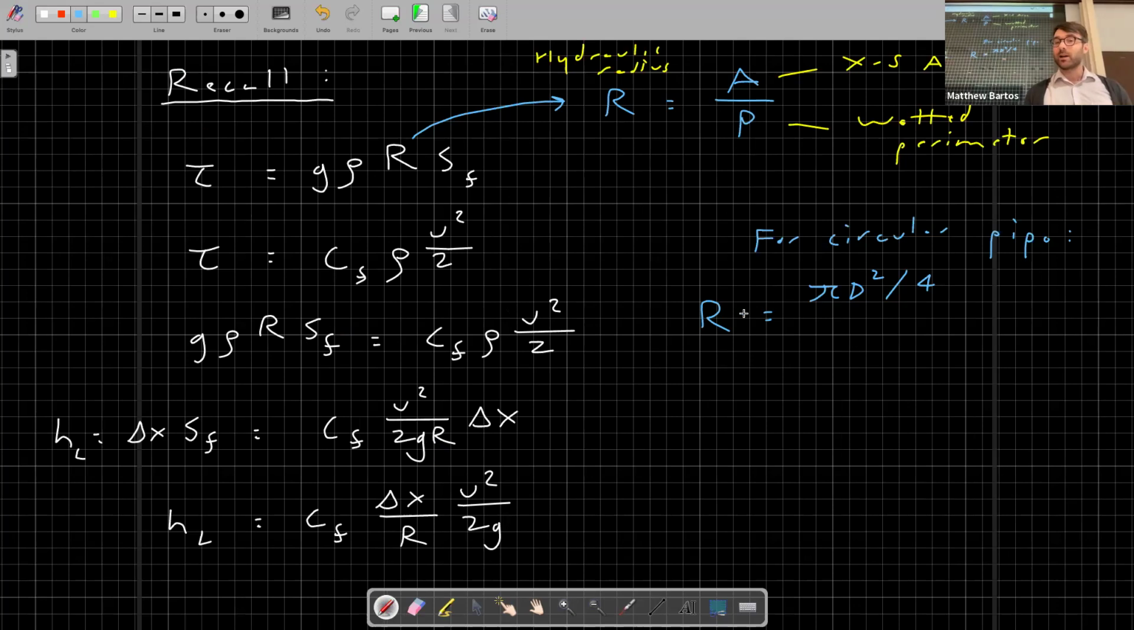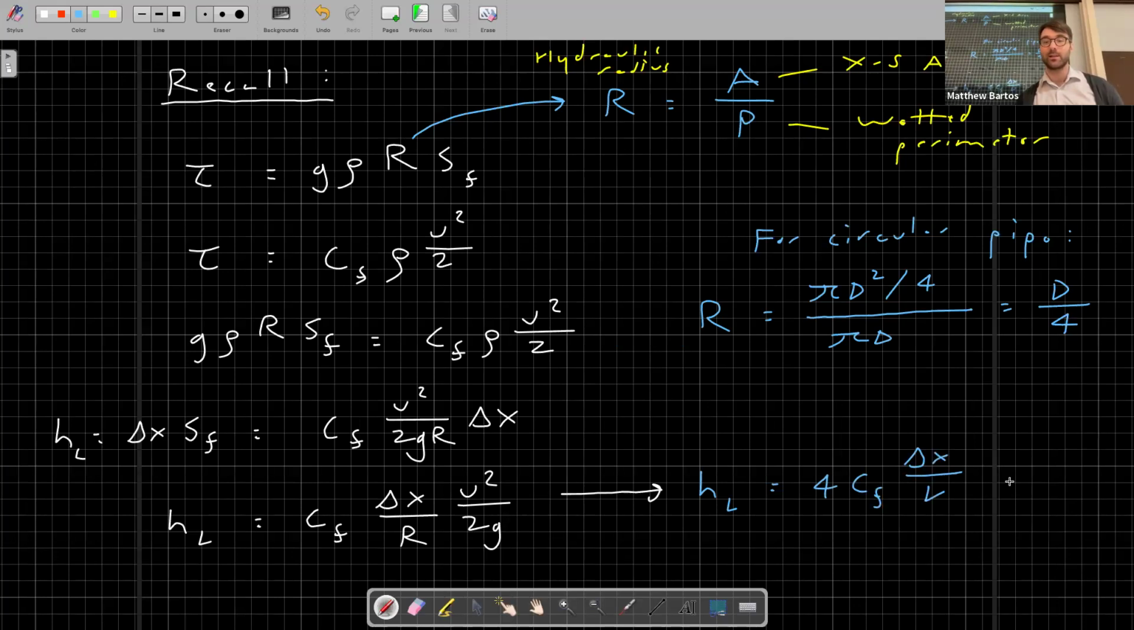Okay, so for circular pipe, we have that the hydraulic radius is the cross-sectional area divided by the wetted perimeter. So the cross-sectional area is pi times d squared divided by 4. The wetted perimeter will be equal to pi times the diameter. So this reduces to d over 4. And thus we have for circular pipe, the head loss is equal to 4 times this drag coefficient times delta x divided by d times u squared over 2g.